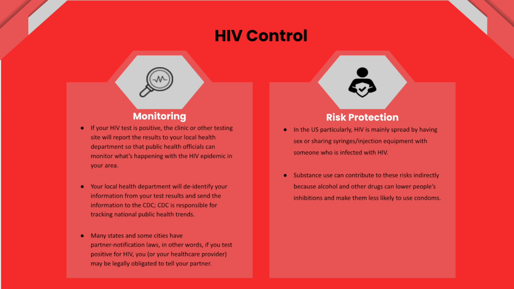For HIV monitoring, if your HIV test is positive, the testing site or clinic will report the results to the local health department so public health officials can monitor the HIV epidemic in the area. The local health department will also de-identify personal information from the test results to send the information to the CDC, as the CDC is responsible for tracking national public health trends.